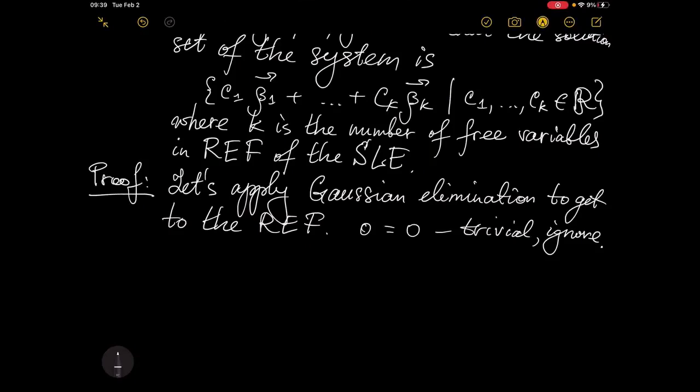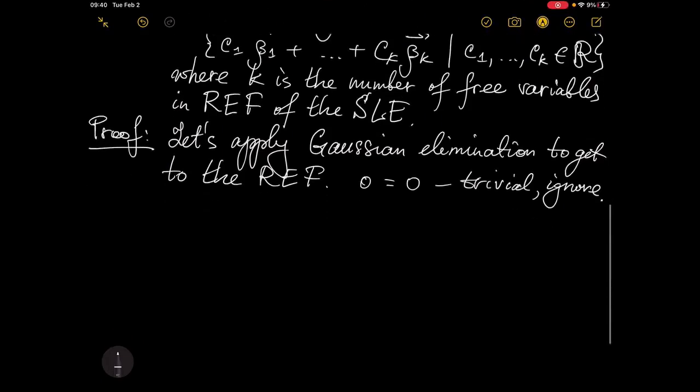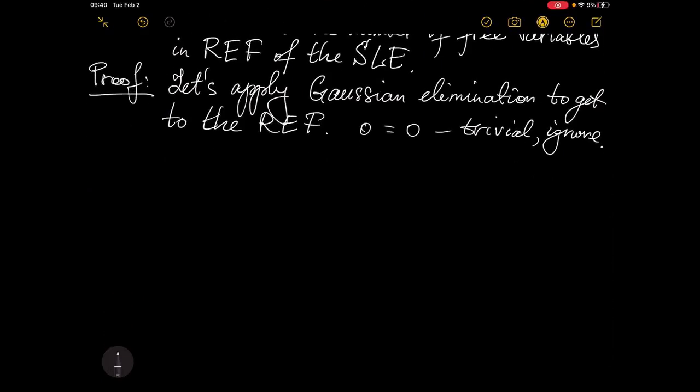Okay, and we will use a so-called induction proof to verify that each leading variable, or variable with the leading one, can be expressed in terms of free variables. Remember, we have leading variables and free variables, right? And this will finish the proof, because we can use free variables as parameters, and betas are the vectors of coefficients of those free variables. Okay, so what does induction proof mean?